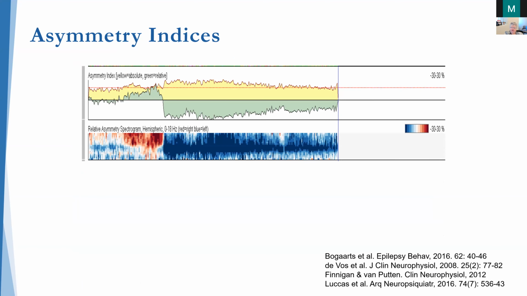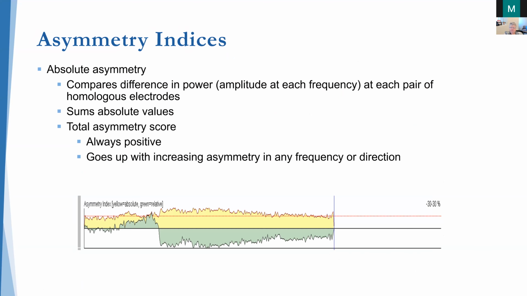Another very useful trend for ischemia monitoring are asymmetry indices, and I'll go into some more detail about these. So the first asymmetry index is an absolute asymmetry. In this calculation, the power, which is again the amplitude squared divided by frequency, at each pair of electrodes is summed. The absolute value of these is calculated, and then they are summed over time to create a total asymmetry score that we see here in yellow.